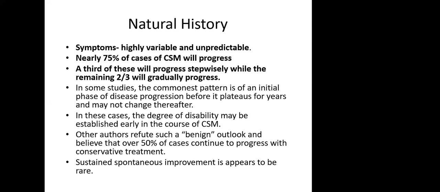The natural history of this condition is quite unpredictable, and studies have shown that nearly 75% of cases of cervical spondylotic myelopathy will progress, and out of this, a third of it will progress in a rapid fashion, while the remaining two-thirds of this 75% will progress gradually. Although there are studies that have tried to refute this. Next slide, sir.